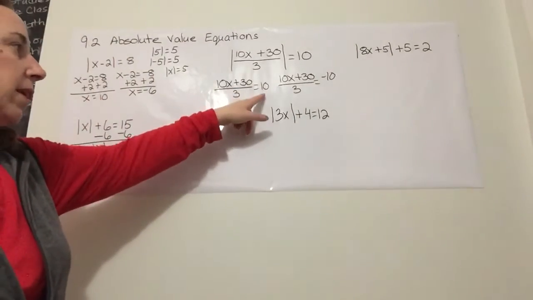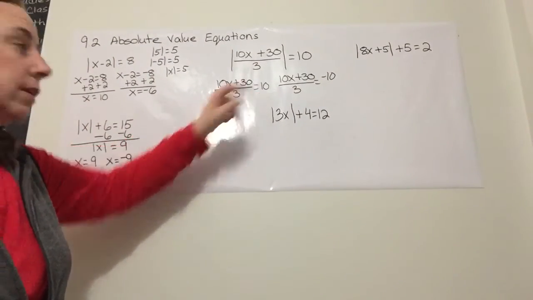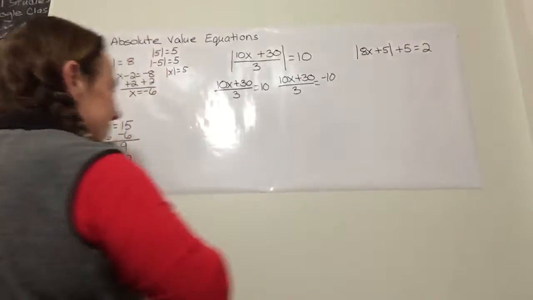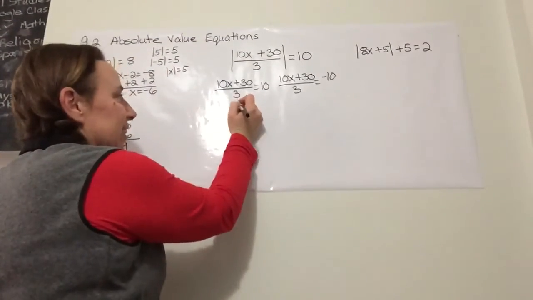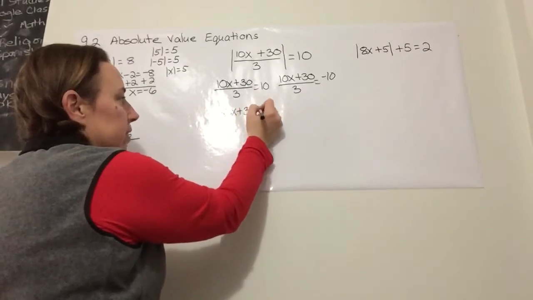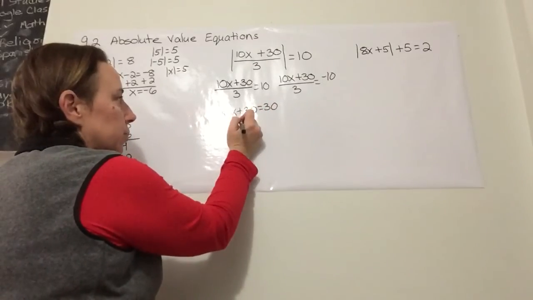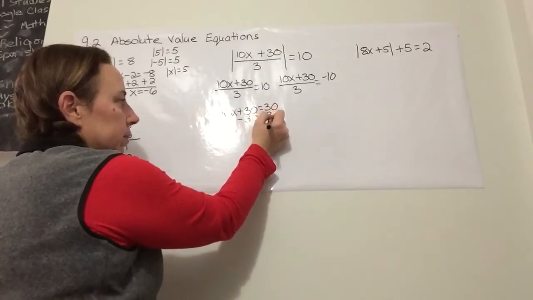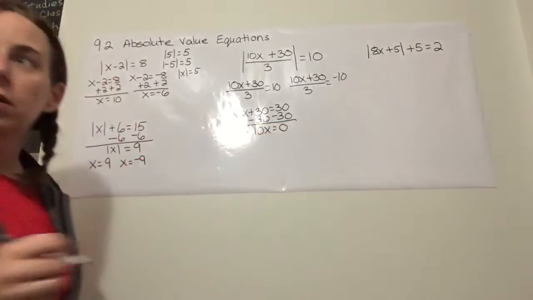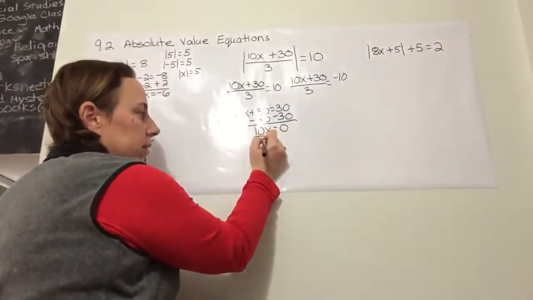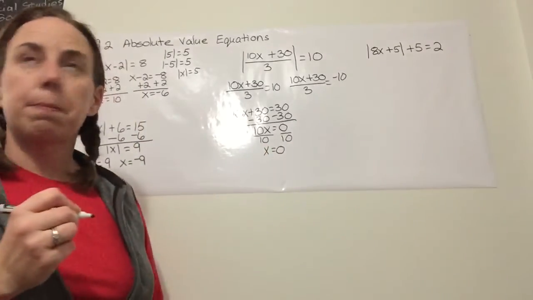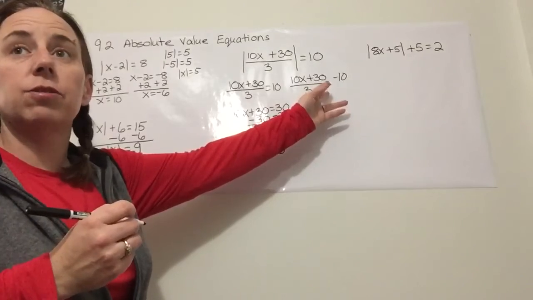Okay? So I got to multiply each side by 3. So I'm going to get, and I'm running out of room. I'm going to have to erase this one. Okay, so I multiply each side by 3, so I get 10x plus 30 is equal to 30. Subtract 30 from each side, and I get 10x is equal to 0. Then I divide each side by 10, because I still have to find x, and I get x is equal to 0.